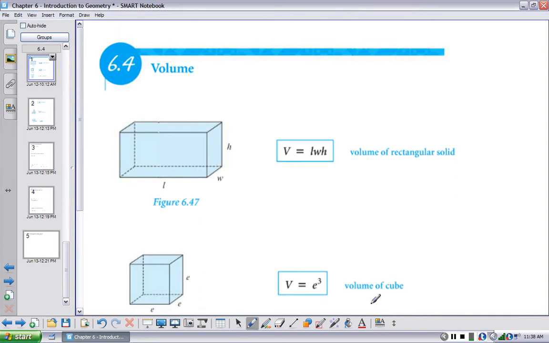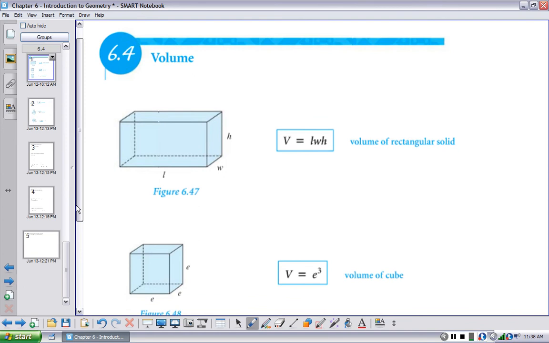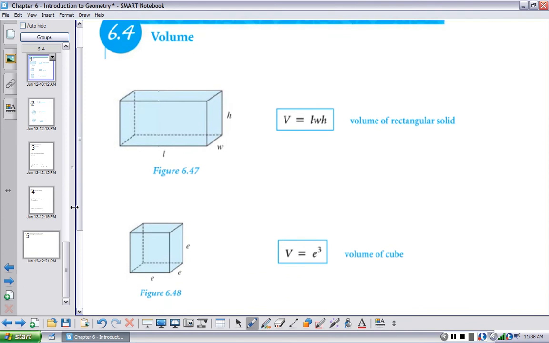We're looking at volume today. Volume, and if you remember in dealing with area, we multiplied two things together. So we had square feet. Here we're going to have square units. Here we're going to have cubic units because we're multiplying three things together. If you look, the volume of a rectangular solid is the length times the width times the height.